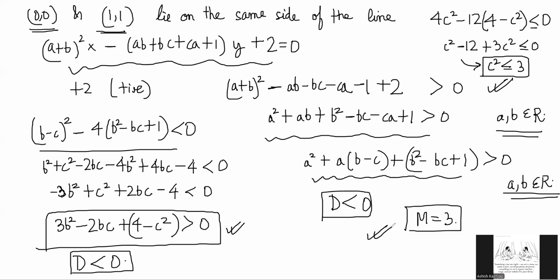By applying the theory of quadratic equations, looking at this general expression and writing it as a quadratic first in A and then in B, and in both cases saying discriminant should be less than or equal to 0, we are getting the condition that c squared is less than or equal to 3 and therefore m is equal to 3. Now we go to the second part of the problem.